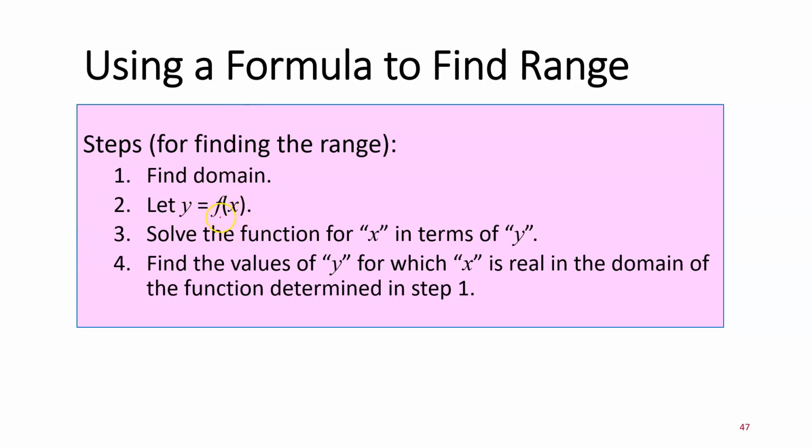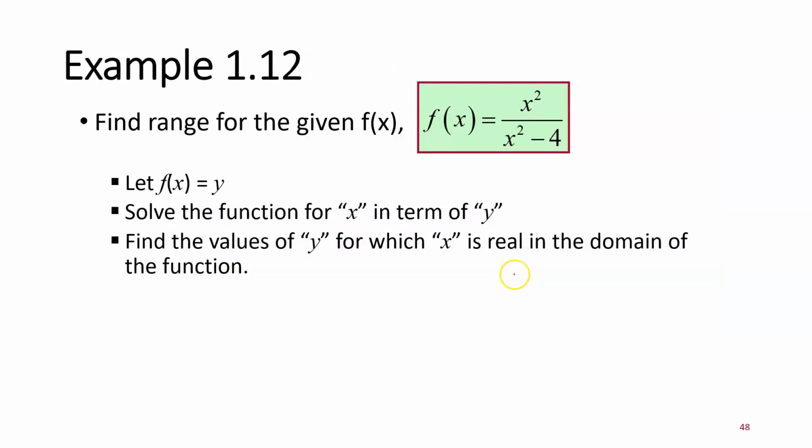So that's easier for you because y is actually the y values or the range. Third one, you're going to solve the function for x in terms of y. And fourth one, find the values of y for which x is real in the domain of the function determined in step 1. So I think you might be quite blur with this one. Let's see their example. Find range for the given function. This is the function given, x squared over x squared minus 4. So the first step is you need to find the domain, right?